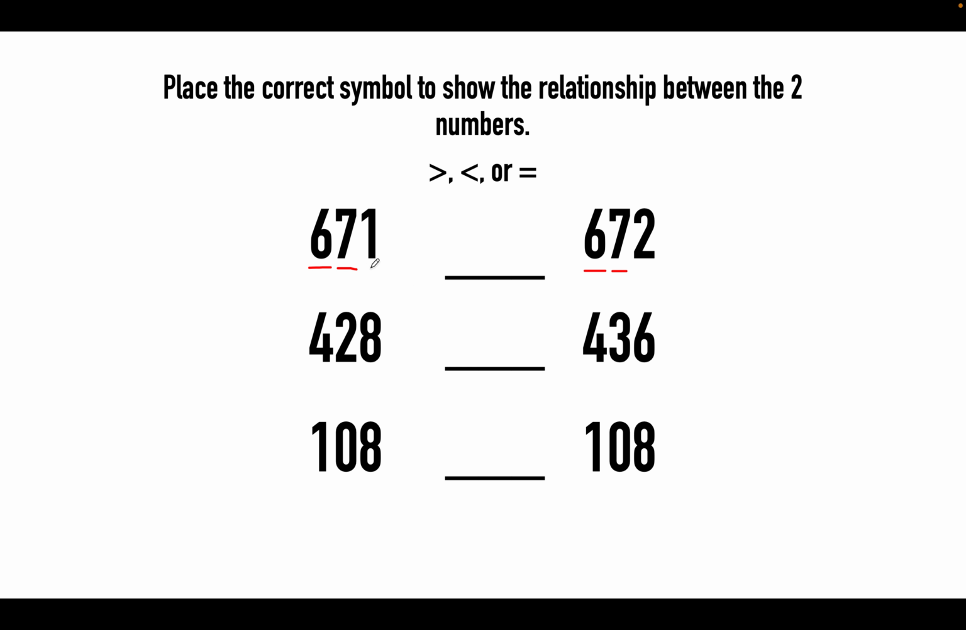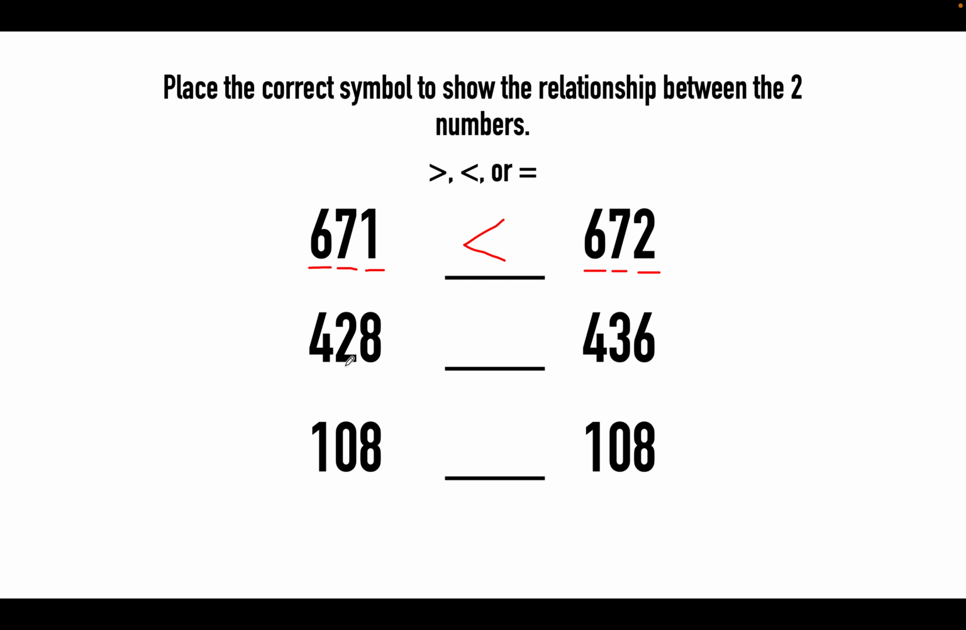And now we're moving on to the last place value, which in this case on the left-hand side is a 1, while this right-hand side is a 2. So because this ones place has a 2 in it, that number is bigger than 1. So we would write less than. 671 is less than 672.